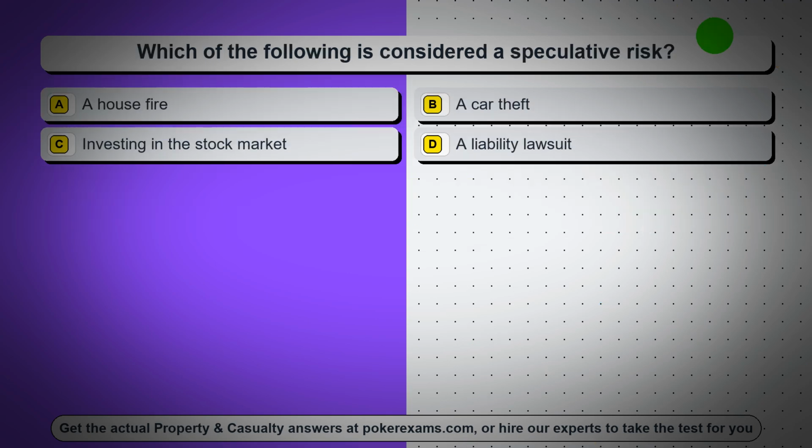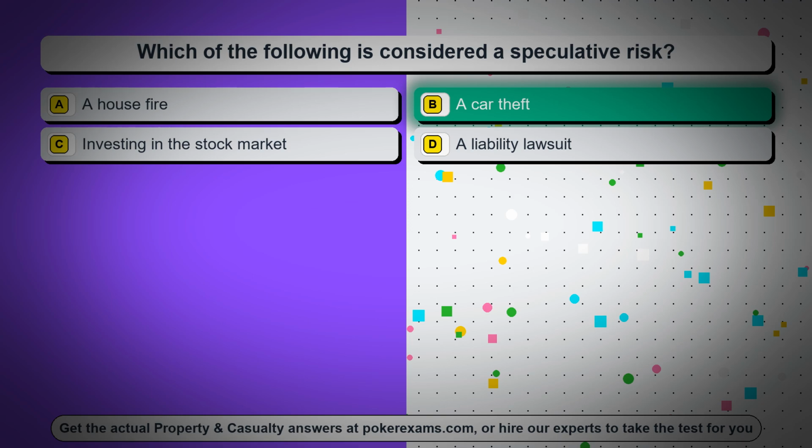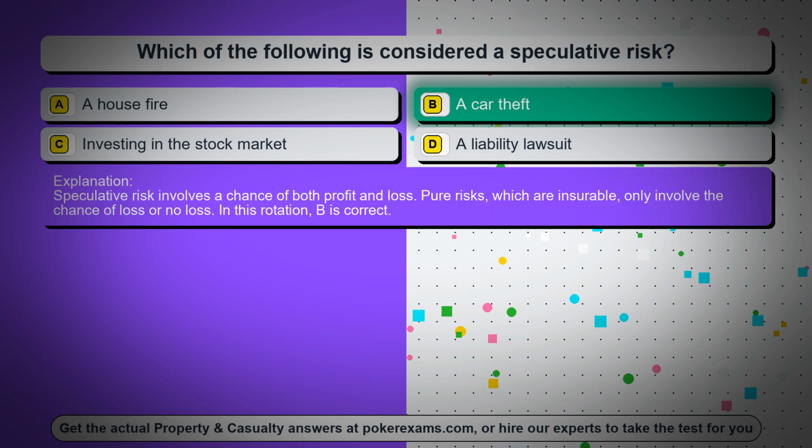Question 9. Which of the following is considered a speculative risk? Option A, a house fire. Option B, a car theft. Option C, investing in the stock market. Option D, a liability lawsuit. The correct answer is option B, a car theft. Speculative risk involves a chance of both profit and loss. Pure risks, which are insurable, only involve the chance of loss or no loss. In this rotation, B is correct.